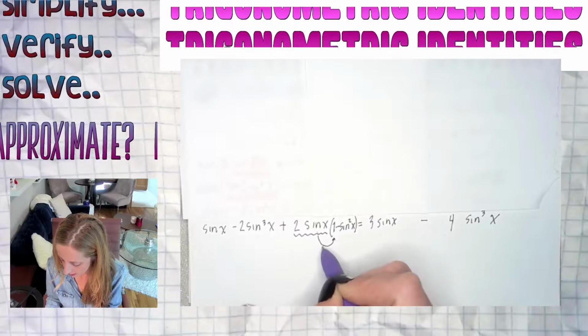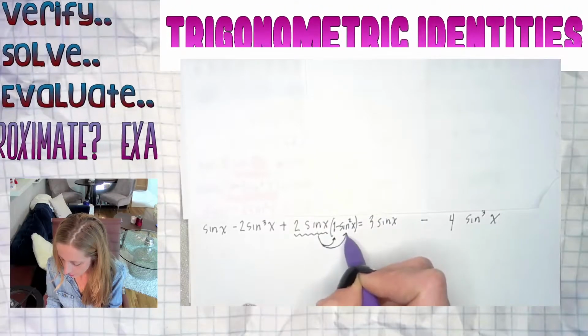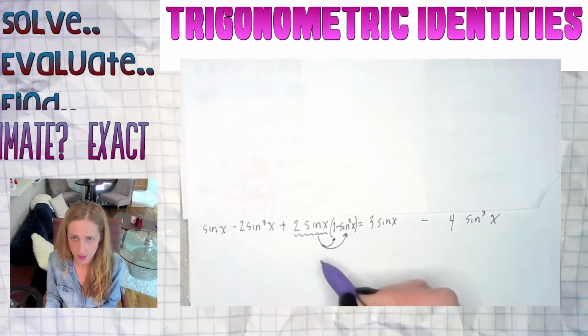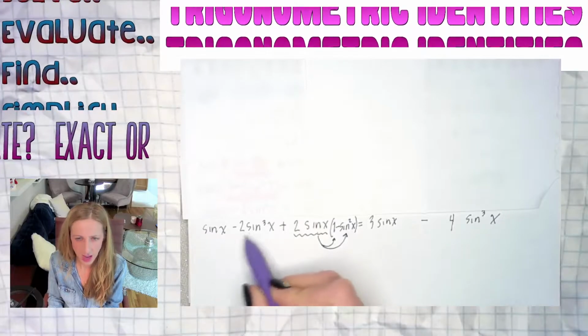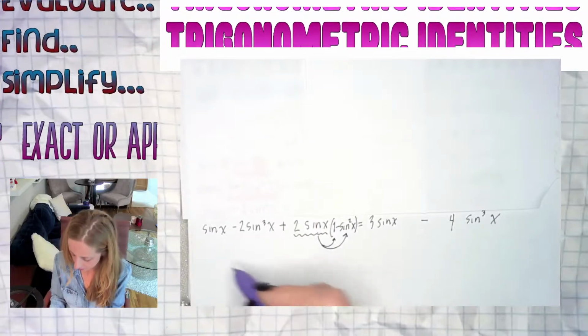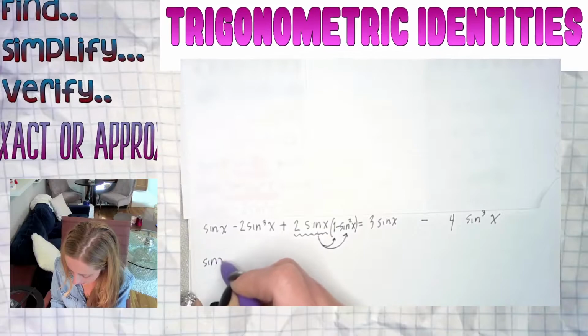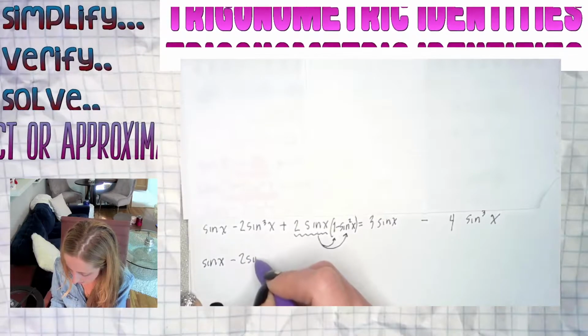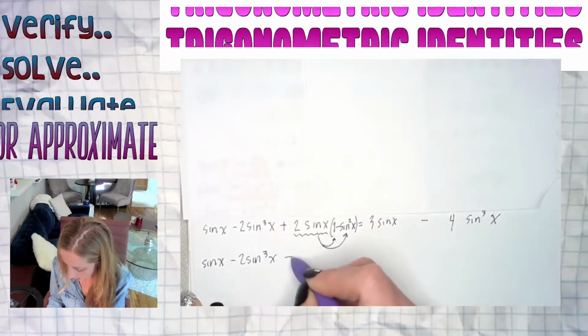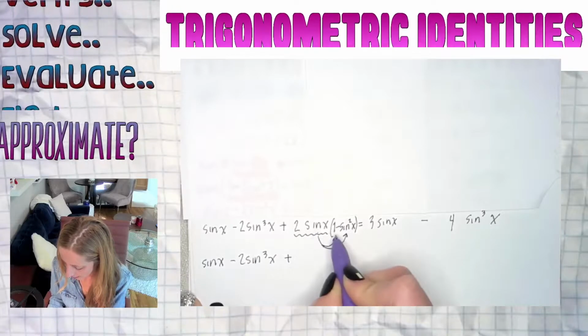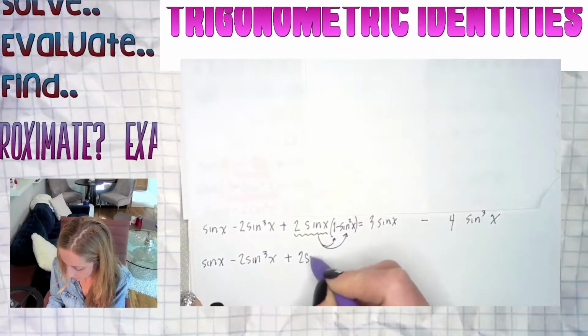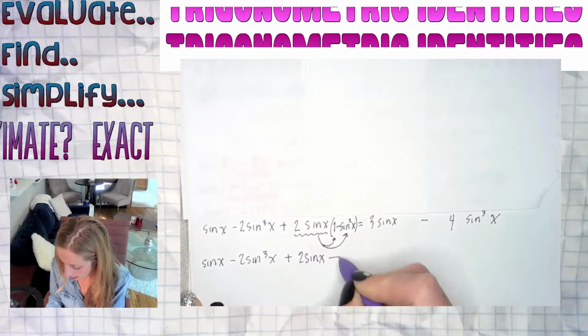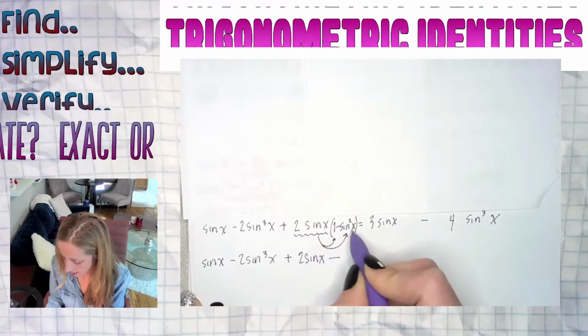I am going to distribute 2 sine x into these parentheses. I do have a plus sign, either a plus or a minus sign. That means we distribute, we give that to each item inside. These are kind of just going to stay in the next step and come along for the ride. Sine x minus 2 sine cubed x plus 2 sine x times 1. Well, that's just 2 sine x minus 2 sine x times sine squared x.